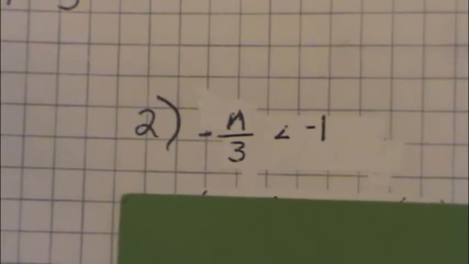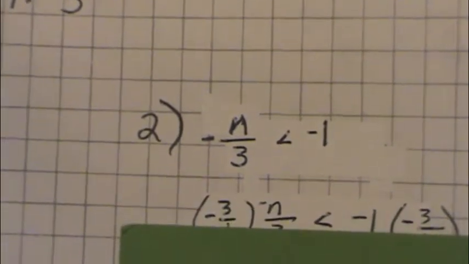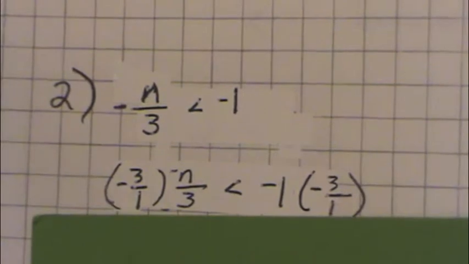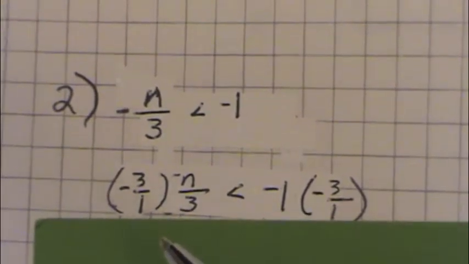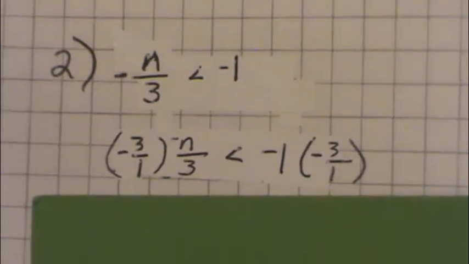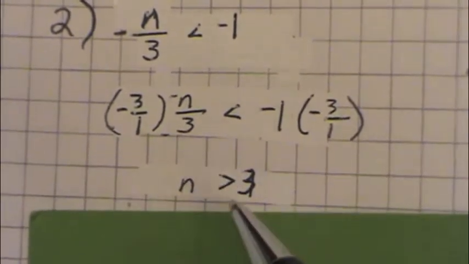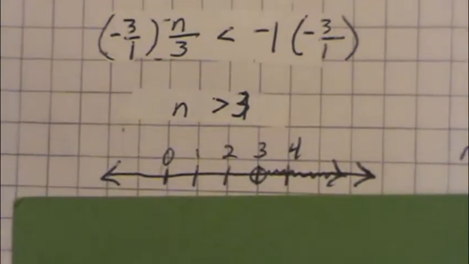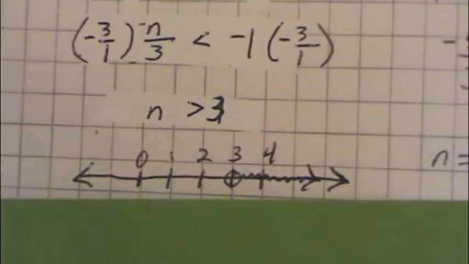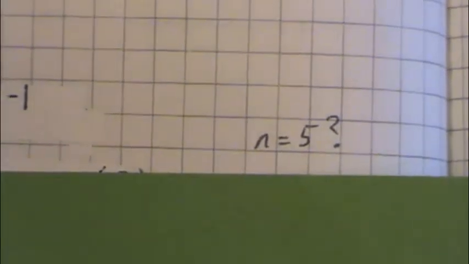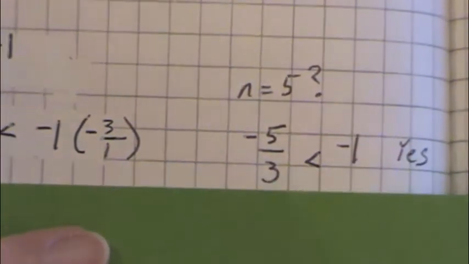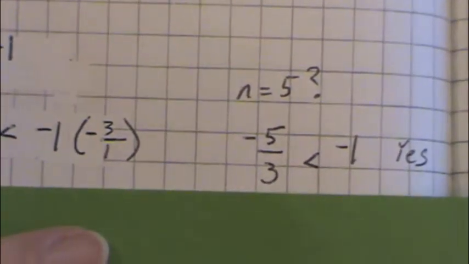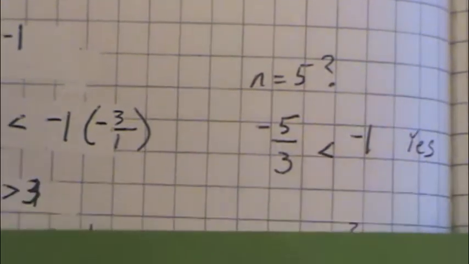Well, to get rid of that fraction, I'm going to multiply by negative 3 over 1, which means that my sign flips and n is greater than 3. Graph it right there, and then check your answers. I chose 5 because I like 5. If n is equal to 5, does this work? Well, negative 5/3 is less than negative 1. Yes, that is true. So 5 works.